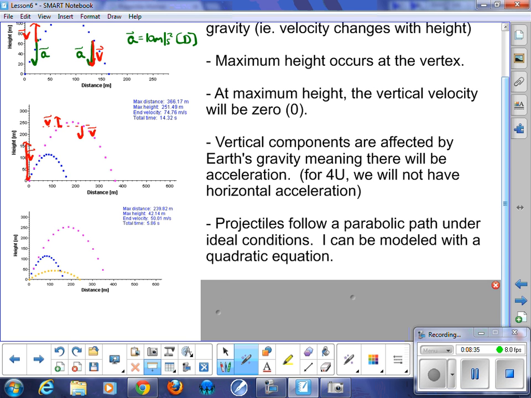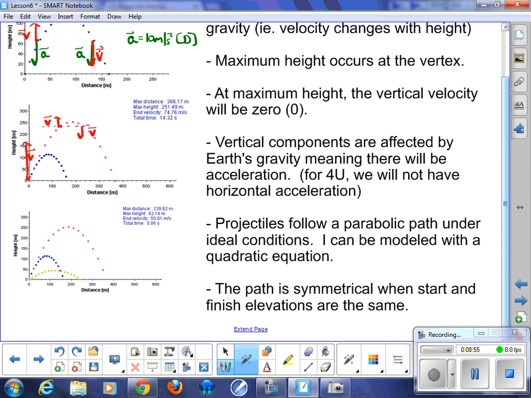Projectiles follow a parabolic path under ideal conditions, and again, we're in a physics class, so we are talking about ideal conditions. When you specialize in engineering or physics or sciences, then I leave you to worry about the real world effects, but what we want to do is get an understanding of how they should behave. Then you can have that conversation of why it didn't behave that way during your experiment. And finally, the path is symmetrical when they start and finish at the same elevations.